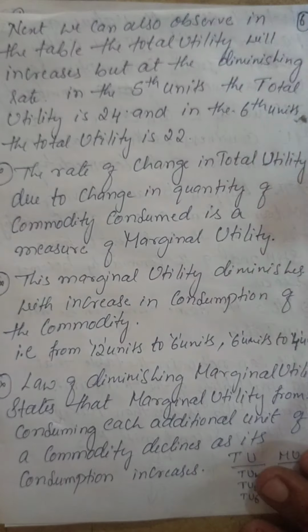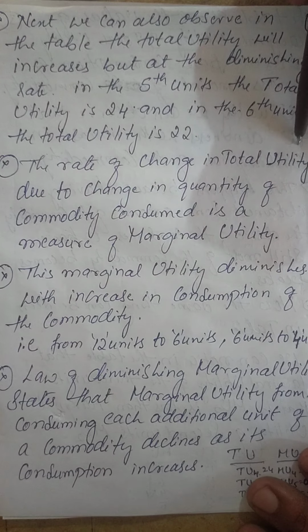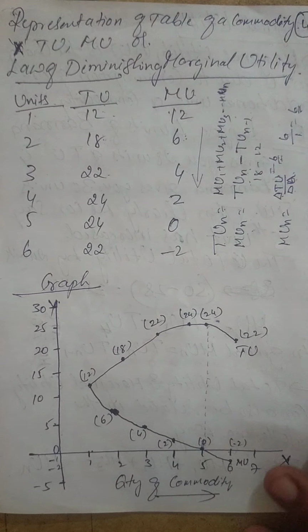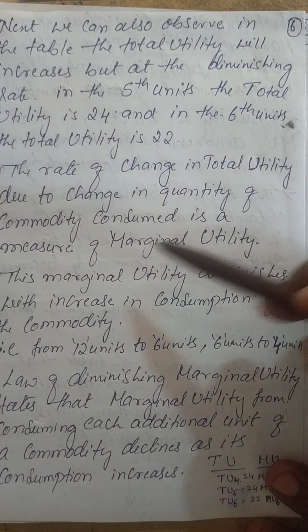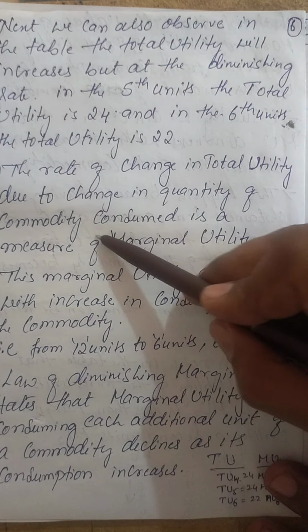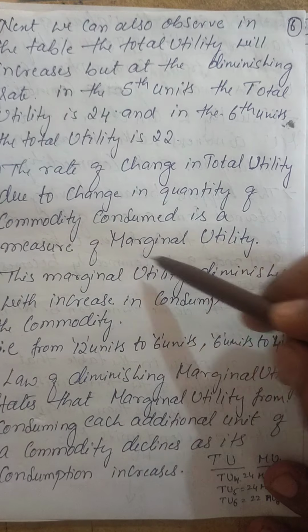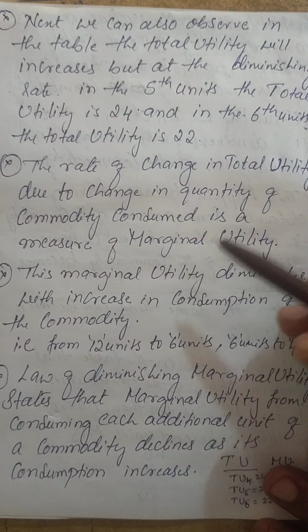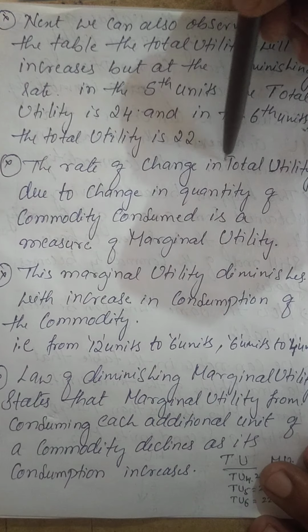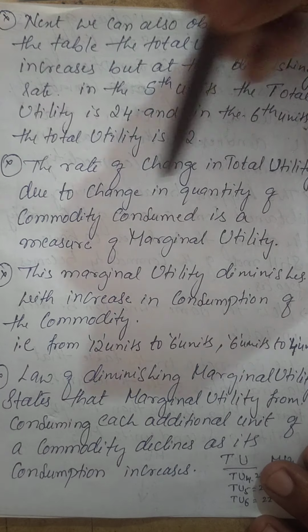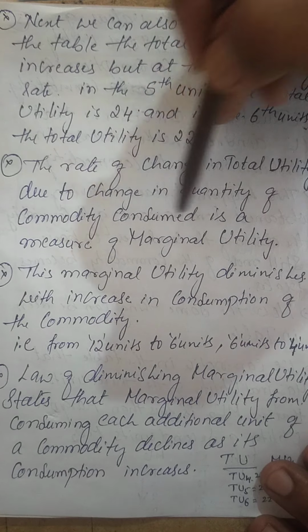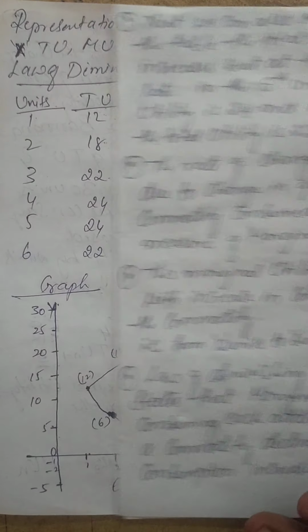Next point, the rate of change in total utility. As I said here, delta TU is the rate of change in total utility. The rate of change in total utility due to change in quantity of a commodity consumed is the measure of marginal utility, isn't it?